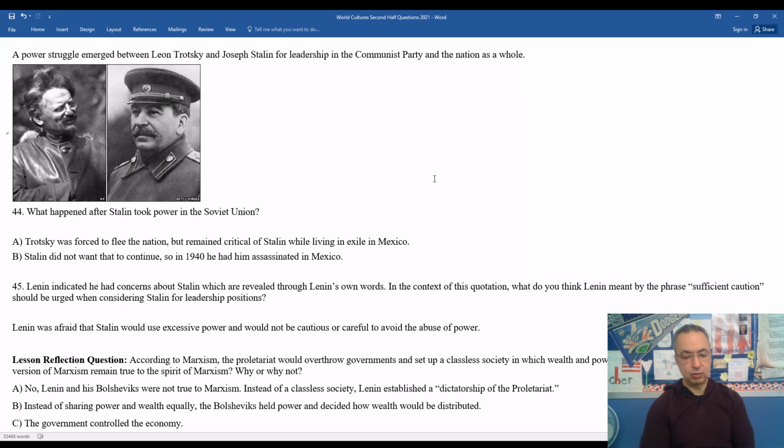Lenin and the Bolsheviks were not true to Marxism. Instead of a classless society, Lenin established a dictatorship of the proletariat. Instead of sharing power and wealth equally, the Bolsheviks, or communists, held power and decided how wealth should be distributed. In general, the government completely controlled the economy.